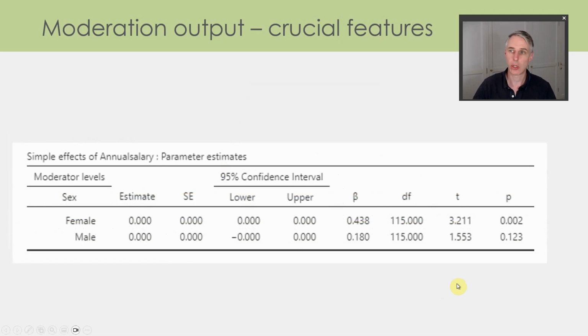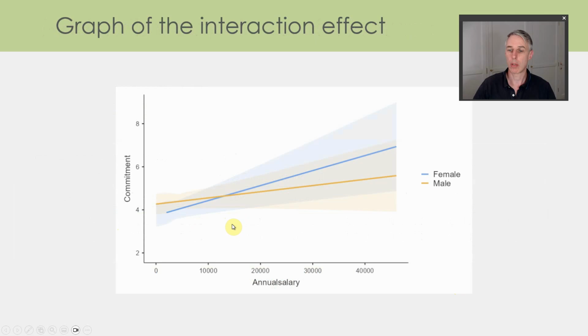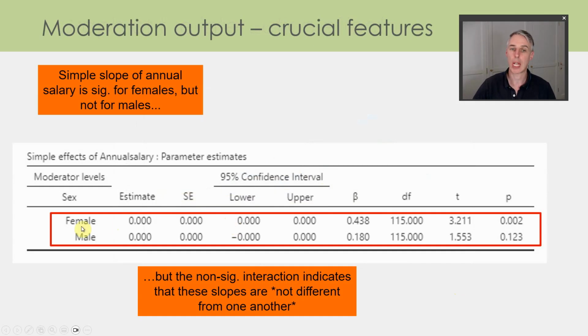So just out of interest, let's look at those simple slopes. In this case, we can actually see that the slope of annual salary on commitment is actually significant for female employees, but not for male employees. So we have a significant effect for one group, but not for the other.